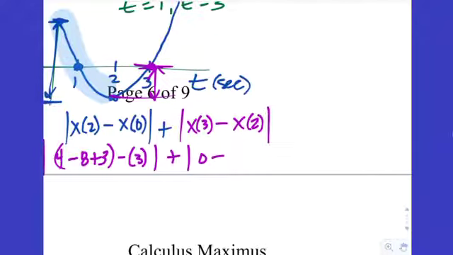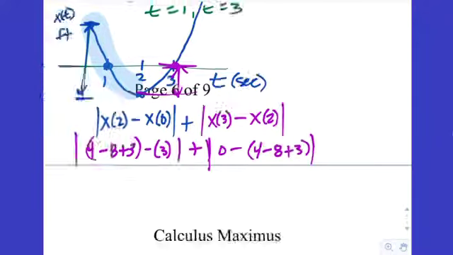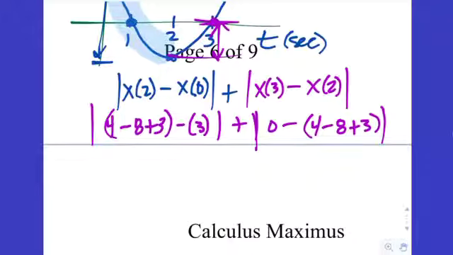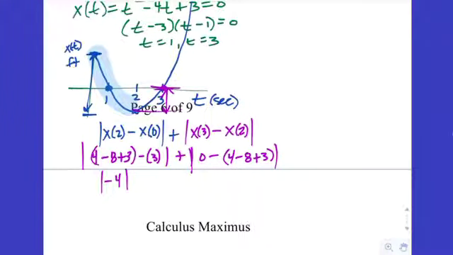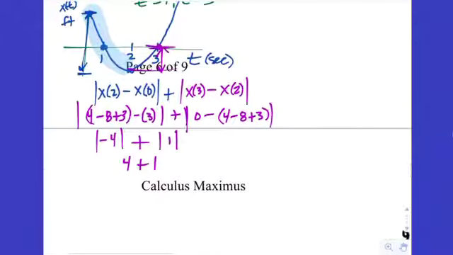0 minus x of 2 again is going to be 4 minus 8 plus 3. So we take the absolute values. So this turns out to be a negative 1 minus 3, that's negative 4. So the negative means that it went down 4 units, right? Y'all see that? In the first 2 seconds, it had a y-intercept of something and it went down 4 units. And then it turned around and went back up. So if we add these together, that's going to be negative 1. That's 1 unit. It went back up. So we end up with 4 plus 1, which is 5 feet.